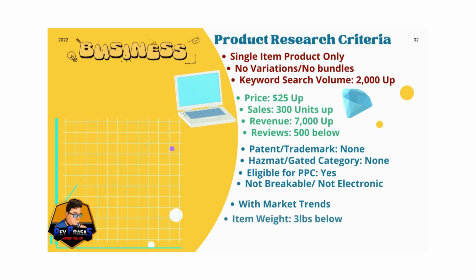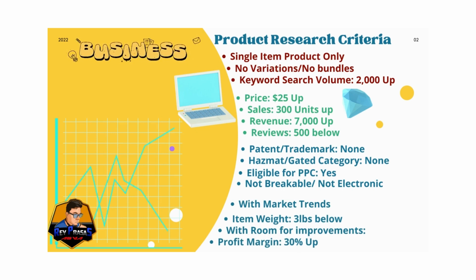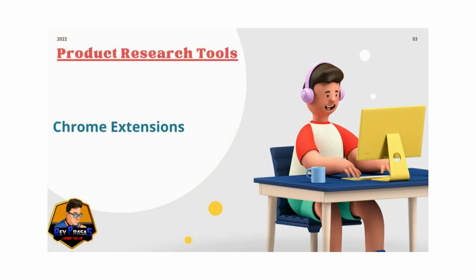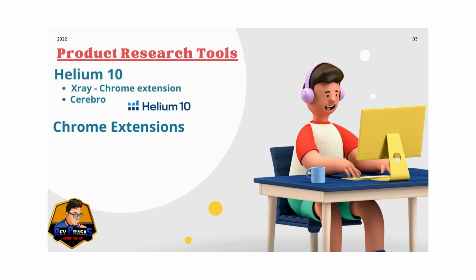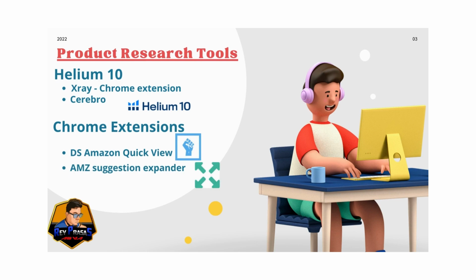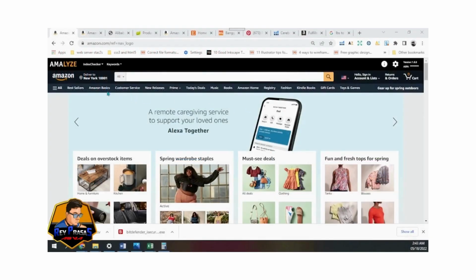With market trends, weight must be less than 3 pounds, with room for improvements, and profit margin should be 30% and up. We're going to use some notable Amazon Chrome extensions, like Helium 10, Amazon DS Quick View, AMZ Suggestion Expander, and Amalyze. So, we will be searching for products manually.